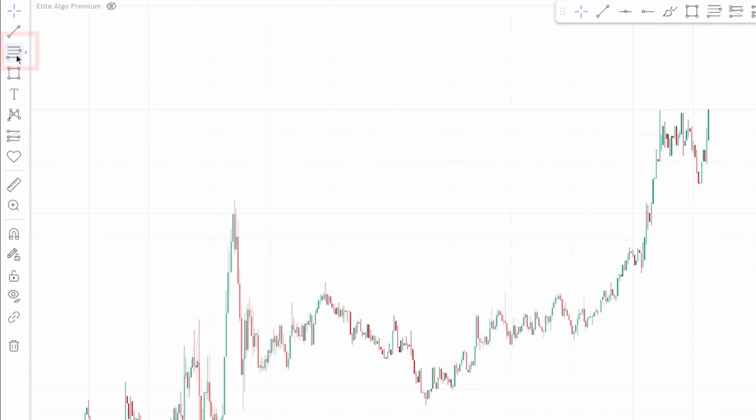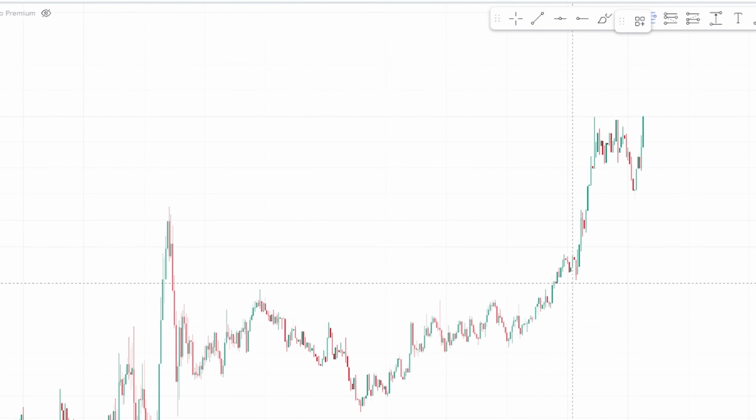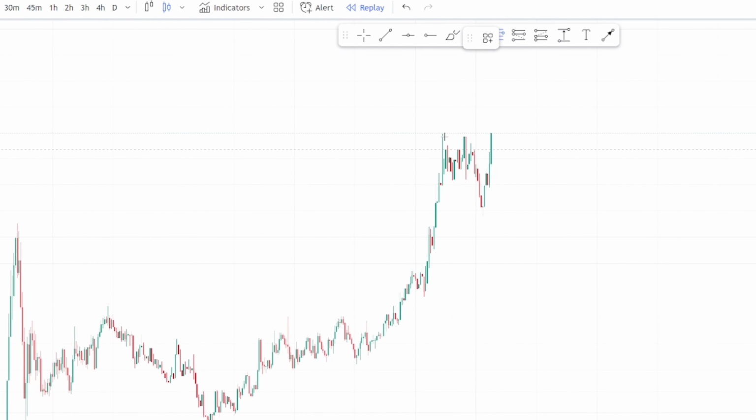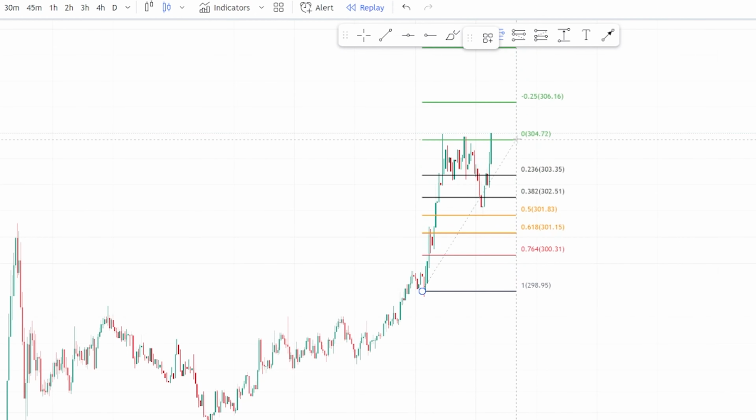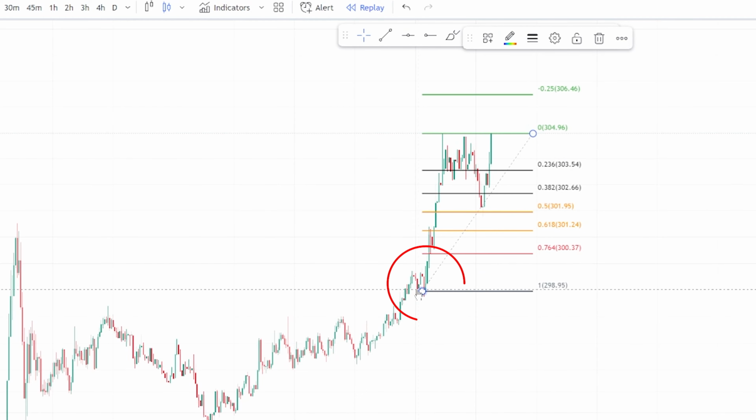We see that the impulse over here went up, went down. This is where the start of the impulse is before going back up and creating that new high. So we start our Fibonacci right here, guys. And then we want to end it at the high. So the 1 is where it starts, the 0 is where it ends.